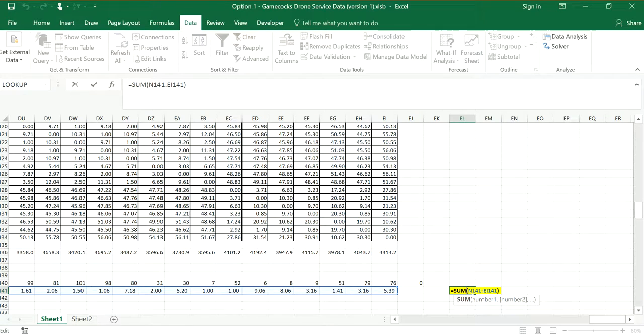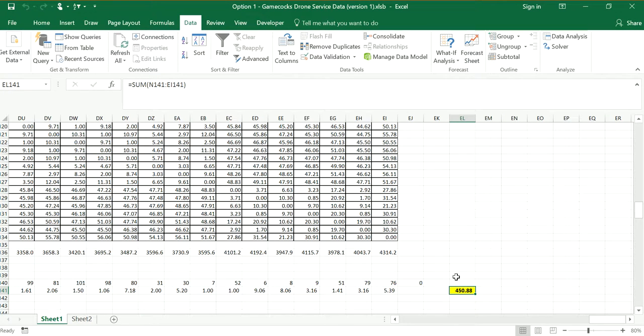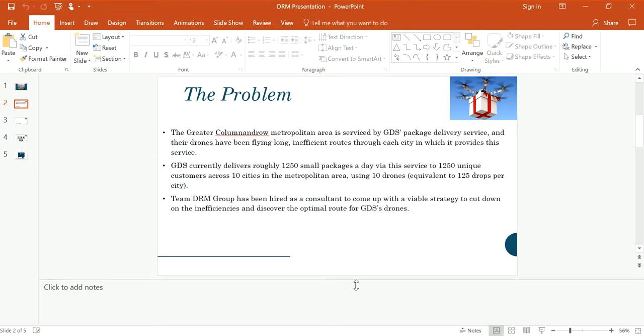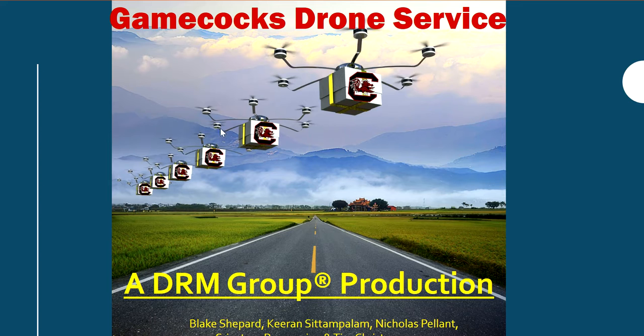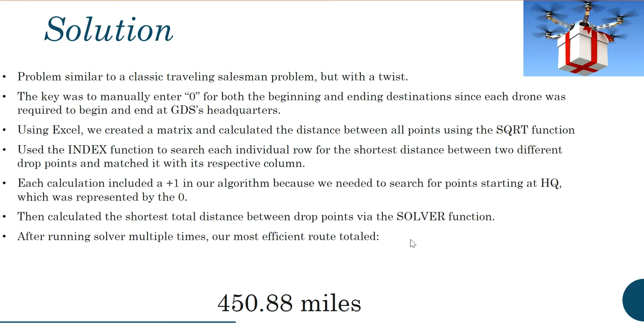And it wasn't until the last few tries that we reached our consensus in our results, and 450.88 was the optimal run, the shortest distance that we could get. So that is the answer, for us at least. Take you back here. So solution.